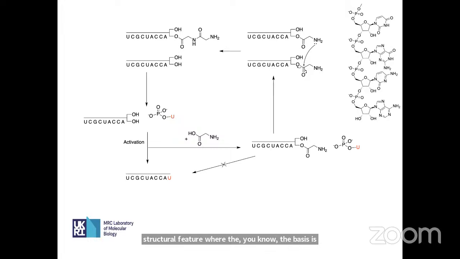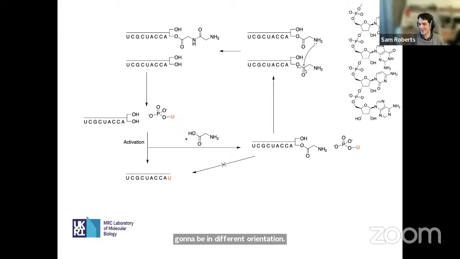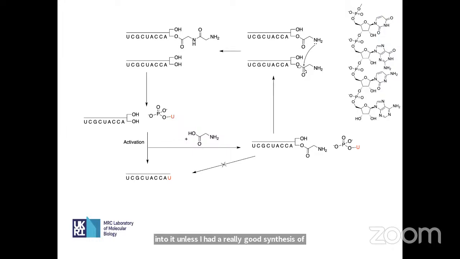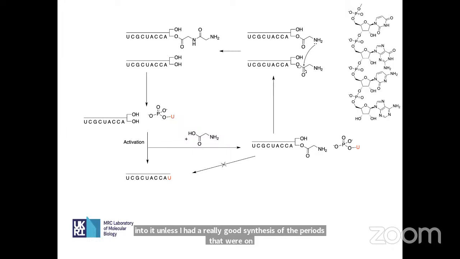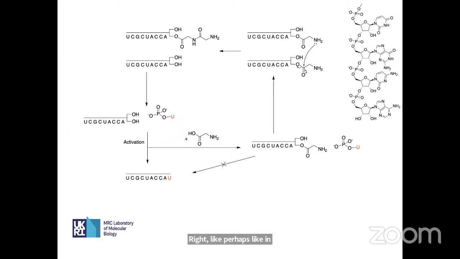My initial reaction is that it sounds horrendous, but it would perhaps be interesting. I wouldn't be looking into it unless I had a really good synthesis of the purines that were not chirally selective. Right. Perhaps in the dinucleotide formation, like Jack is doing, there would be some selectivity imposed by pyrimidines on purines if they're heterochiral.